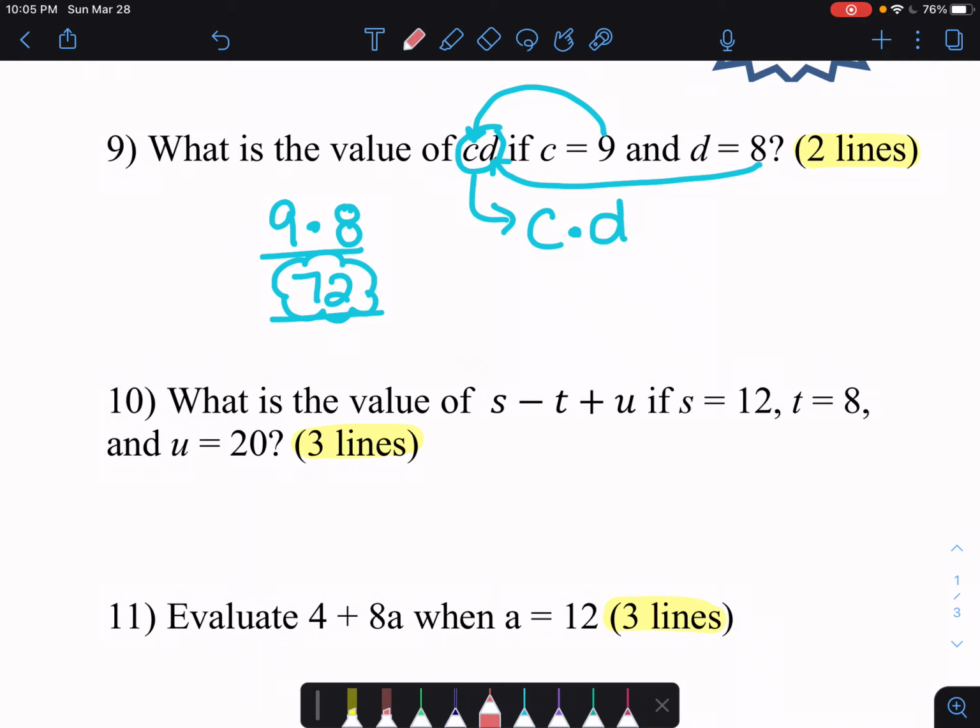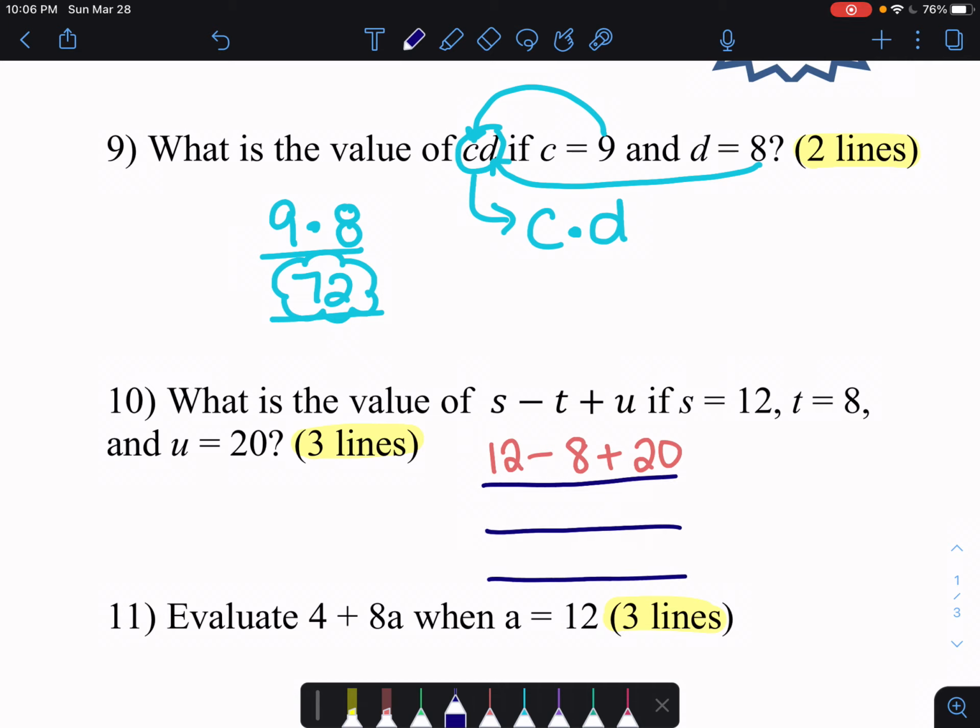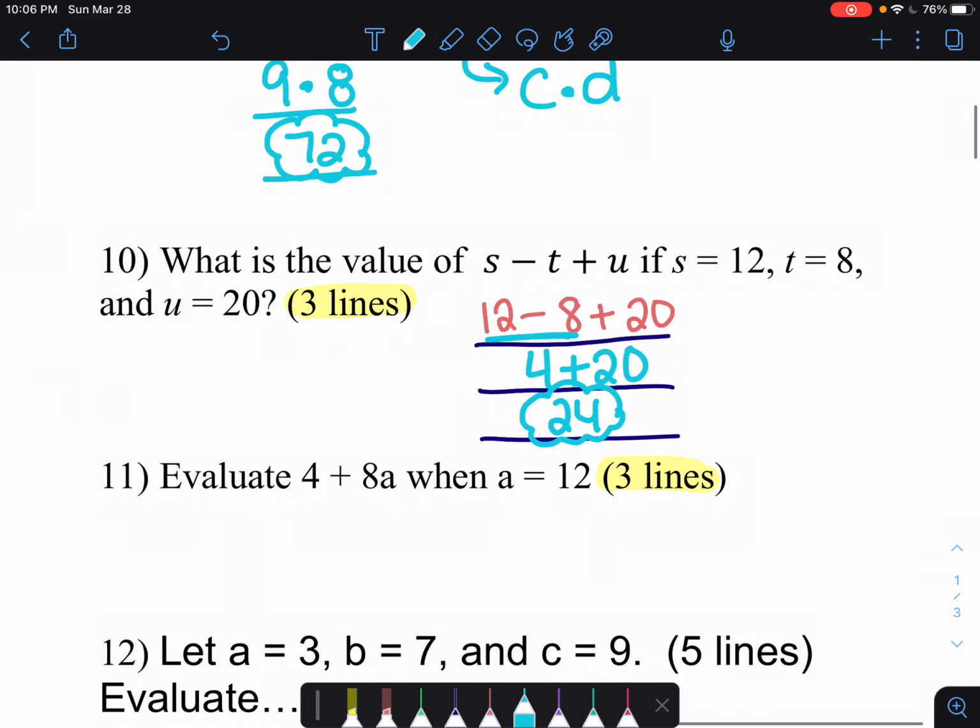Number 10 says, what is the value of S minus T plus U if S is 12, T is 8, and U is 20. So here's line number 1. And then line number 2 is going to be me going from left to right. So 12 minus 8 is 4 plus 20, which is 24.